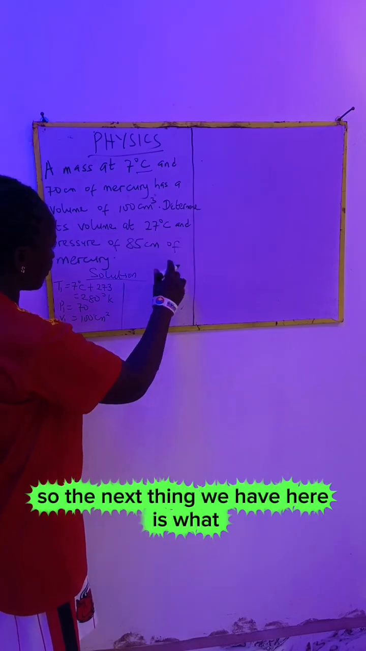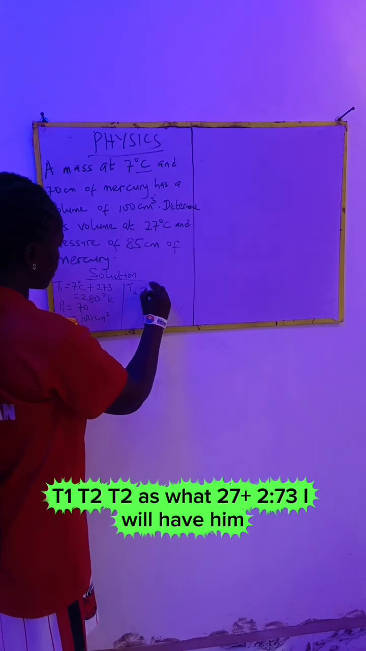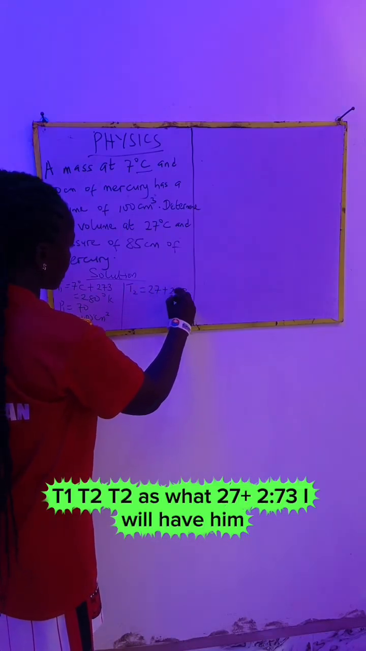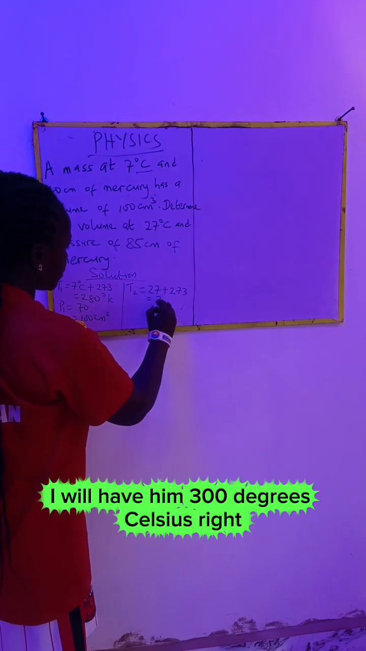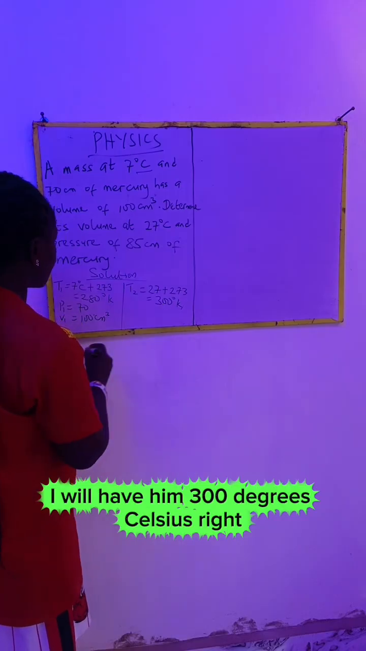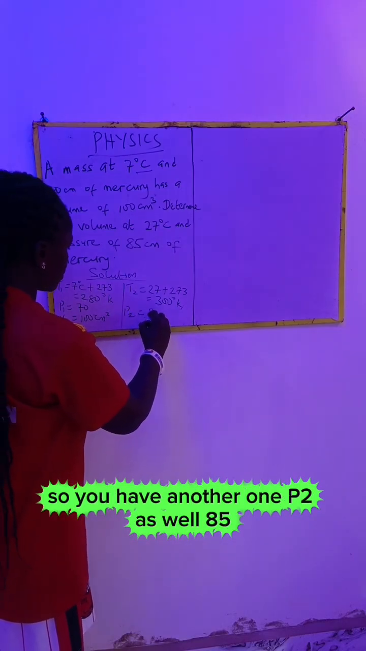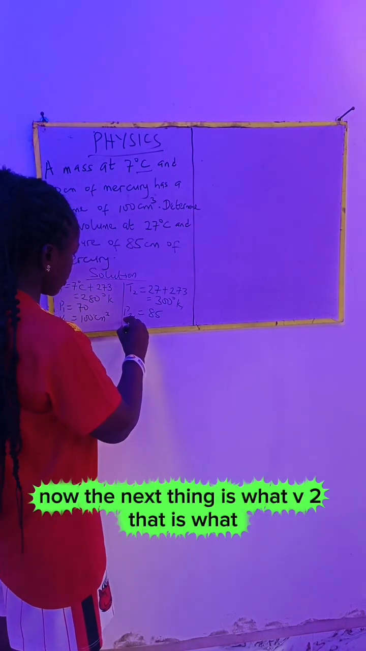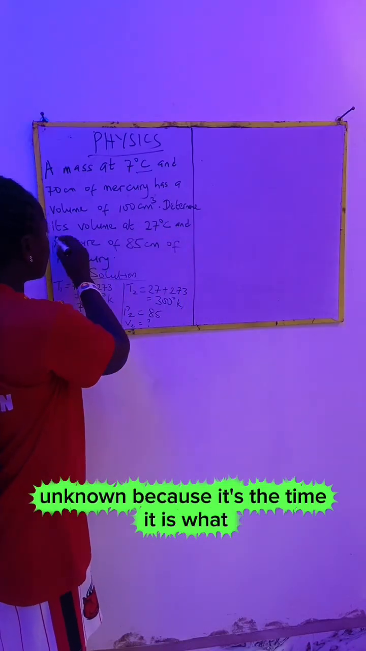So the next thing we have here is what? T2. T2 as what? 27 plus 273. I will have 300 degrees Kelvin. Right? So we have another one. P2 as what? 85. Now the next thing is what? V2. That is what? Unknown. Because they say determine is what?